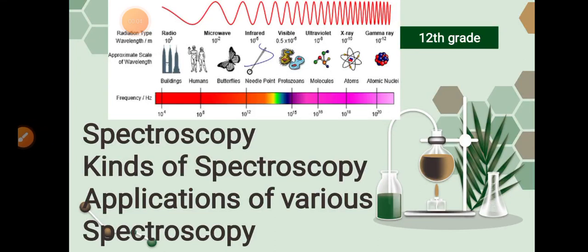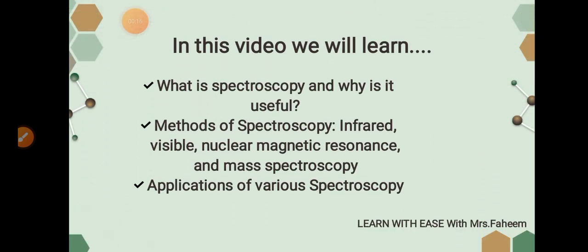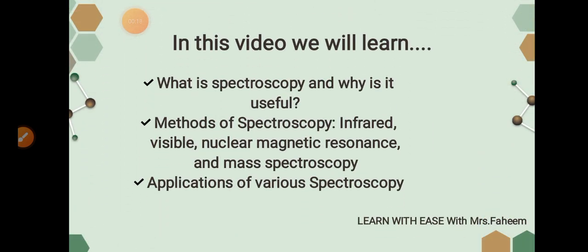In this video, we'll learn what is spectroscopy and various kinds of spectroscopy along with their application. So, without any delay, let's start the video. In this video we'll learn what is spectroscopy and why it is useful, methods of spectroscopy: infrared, visible, nuclear magnetic resonance and mass spectroscopy. Besides that, we will see the application of various spectroscopy. So let's start.